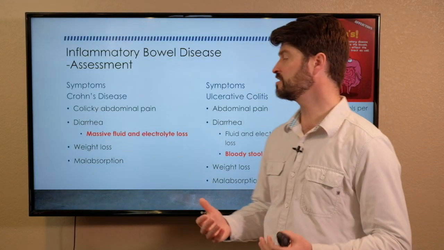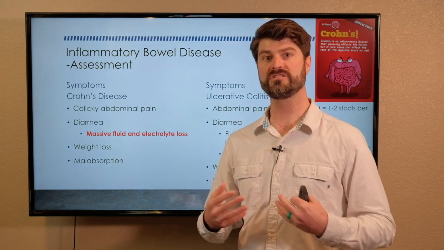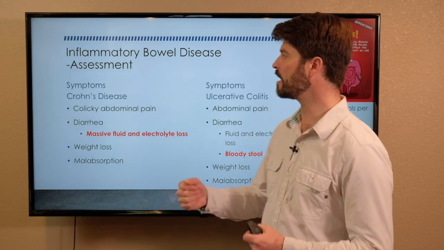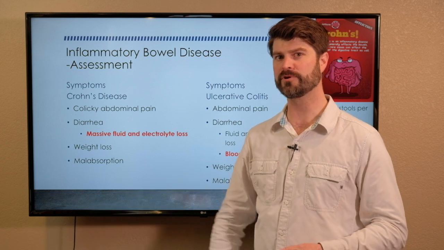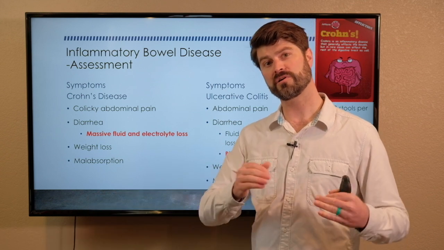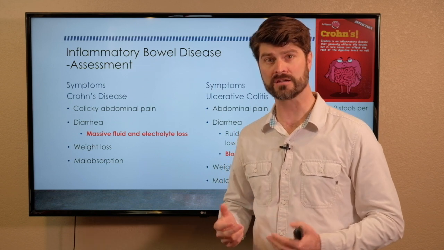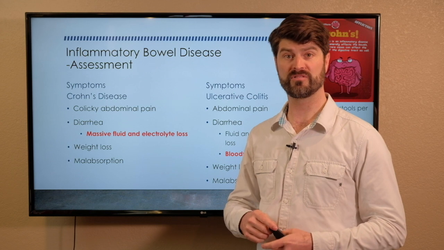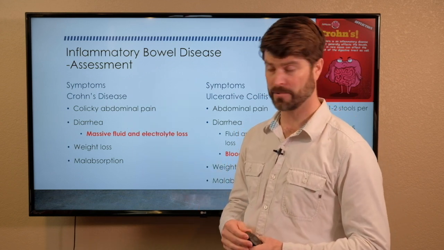So for assessment, again, we're looking for what is the presentation and how can we differentiate which problem is which, what's going on with that patient. If they're having Crohn's disease, they're going to have colicky abdominal pain, meaning it's going to go through periods of exacerbation and remission as far as their presentation of pain. There's going to be times where their pain is almost intractable, meaning very, very severe, and other times where they don't experience any abdominal pain.